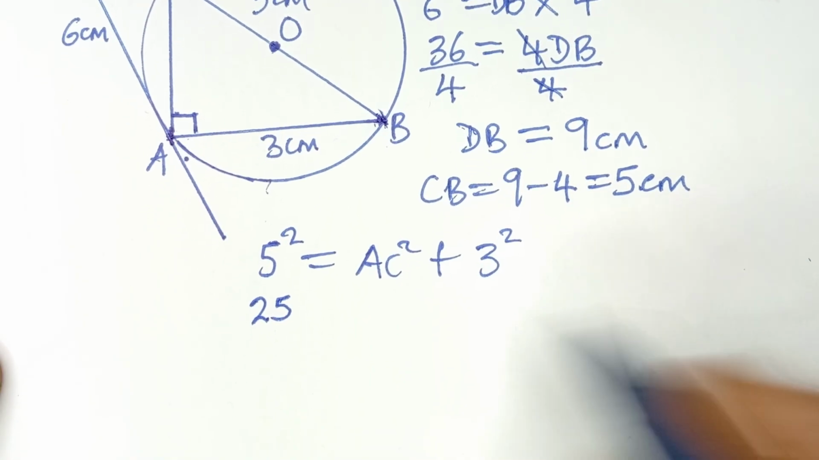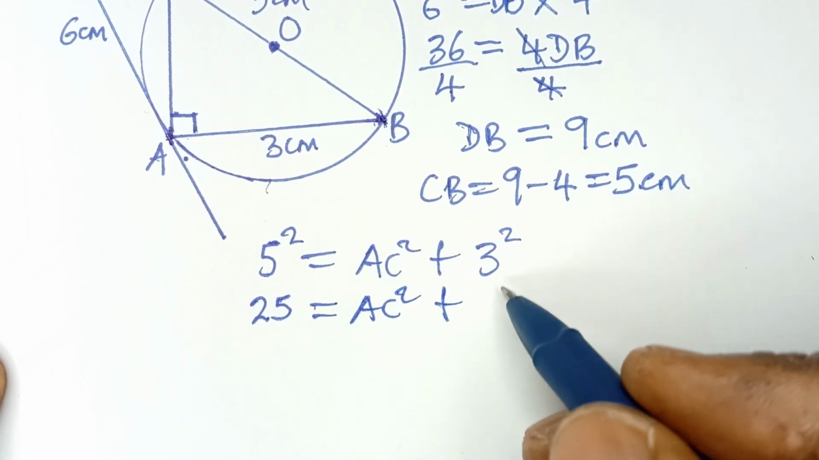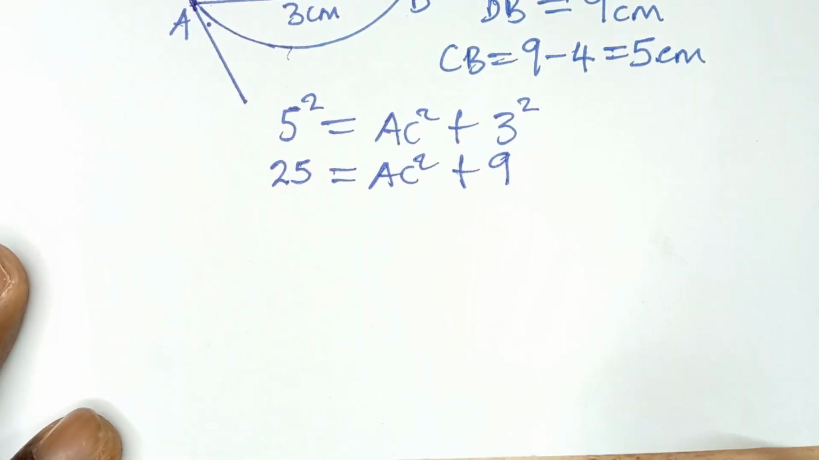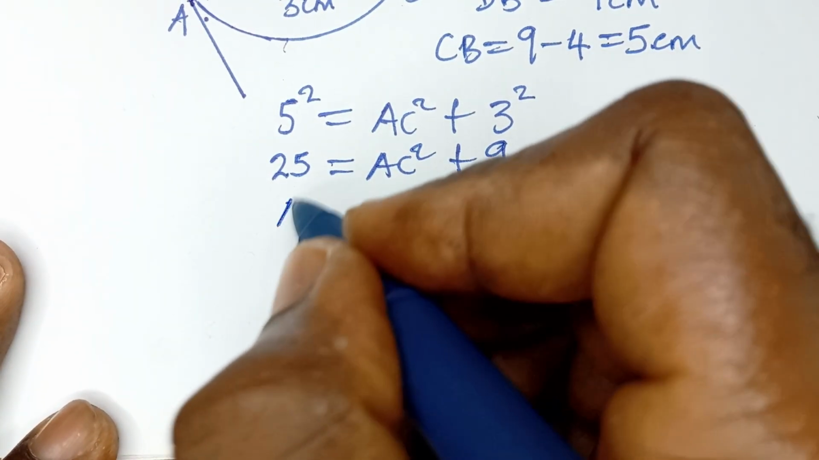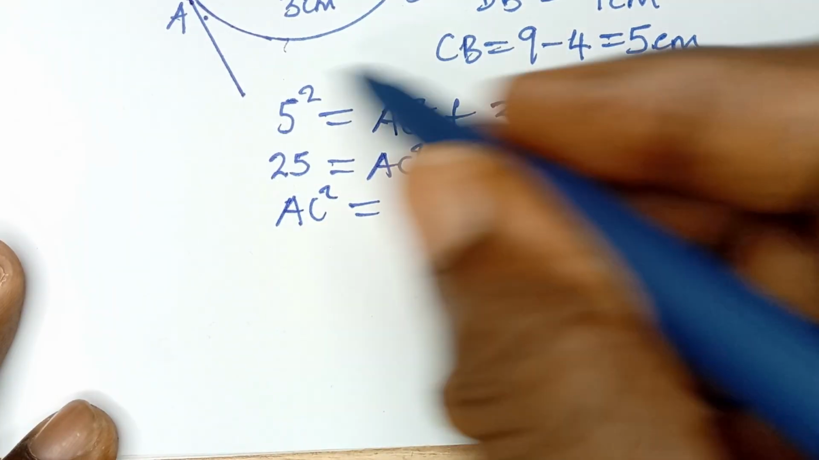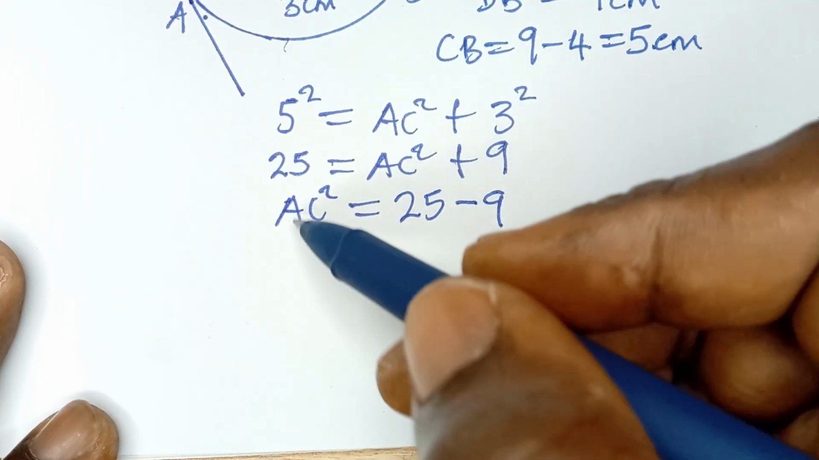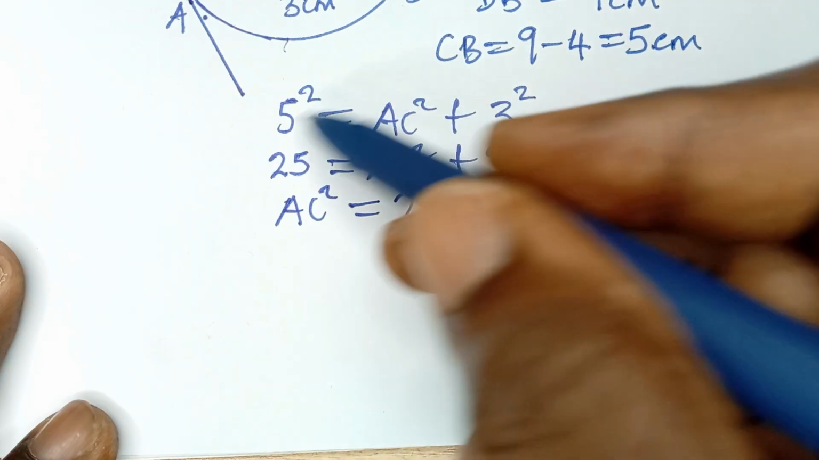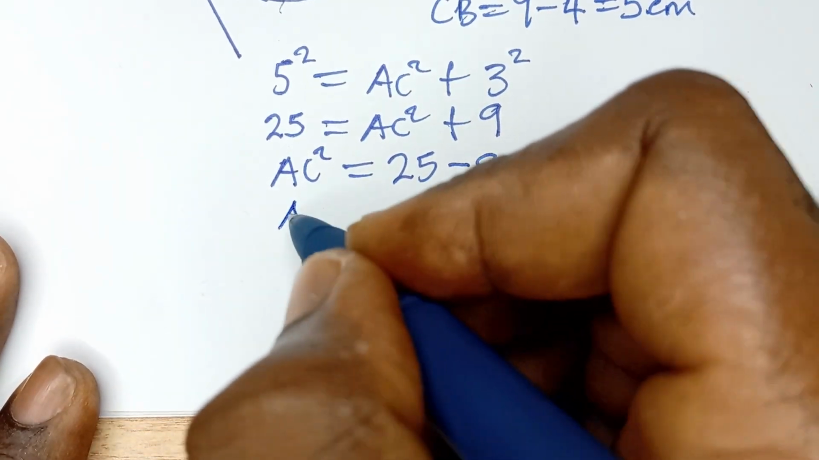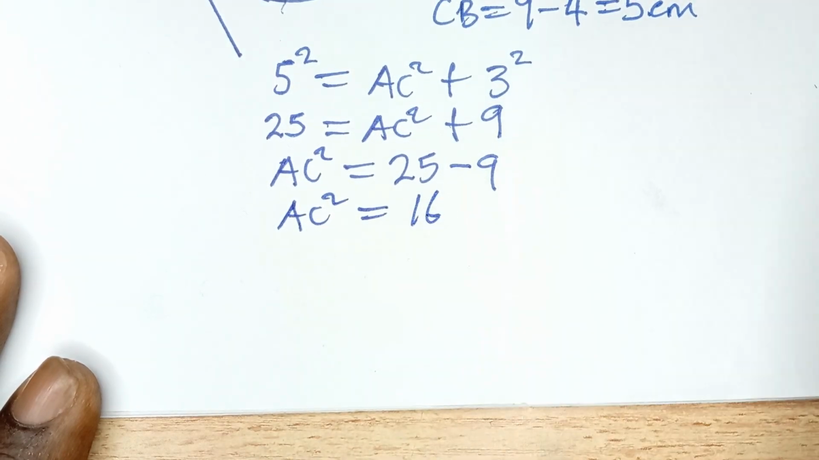So 25 is equal to AC square plus 9. From there, if I continue, AC square is equal to, I can leave AC square on this side, take this 9 to this side, so it becomes 25 minus 9. I've decided to write the AC square first, and this 9 going to this side becomes negative 9. So I have AC square is equal to 25 minus 9, which is 16.